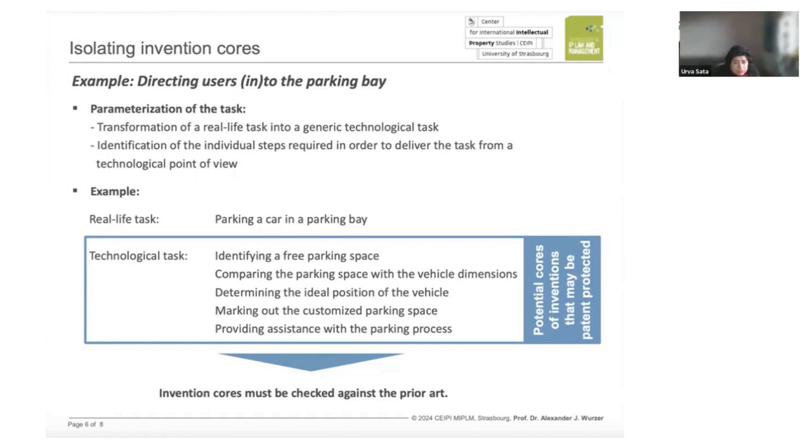So the key point to consider here is that the invention cores must not... I mean, FTO is also a point to consider, but before applying, of course, one has to check if there's prior art or not. So invention cores must be checked against prior art. So that is basically the process of isolating invention cores.